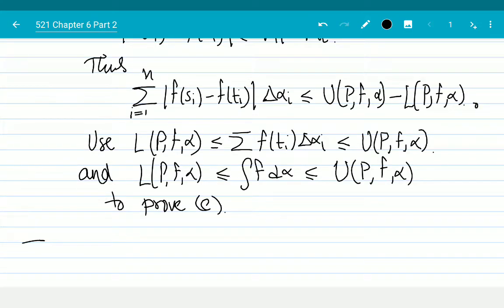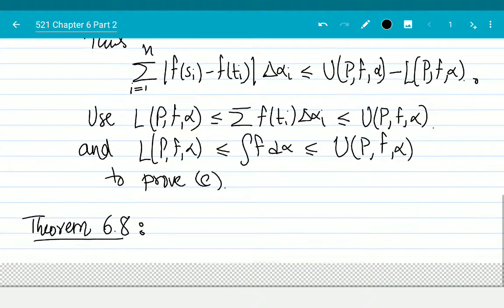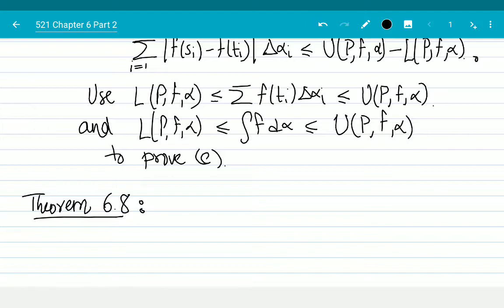Then now we can start talking about which functions should belong to R(alpha). Under what conditions can I show that a function belongs to R(alpha)? Okay? Theorem 6.8. This is basically saying what functions are integrable. In fact, it's stronger than integrable because generally when you say integrable, it means just Riemann integrable. Now we are talking about Stieltjes integrable.